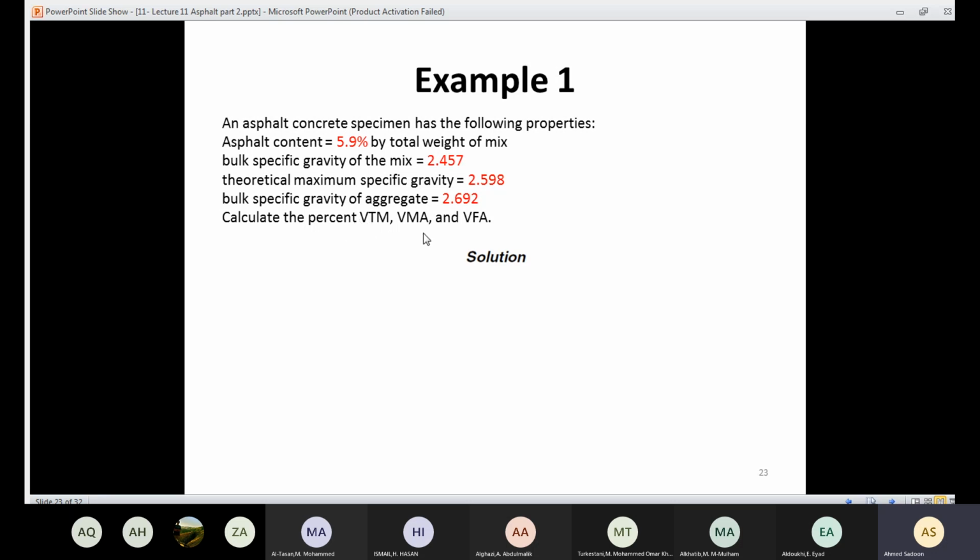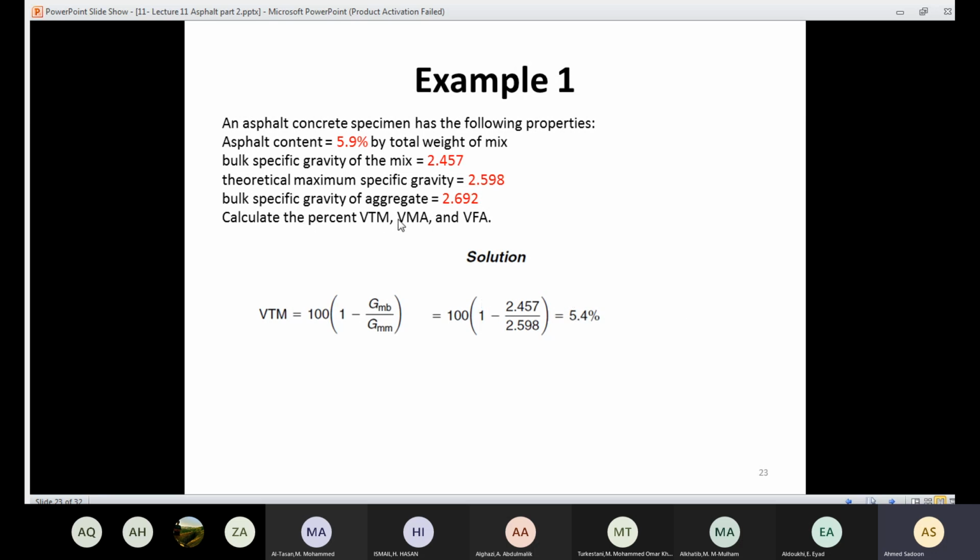In order to determine VTM, we say that VTM is going to be expressed in terms of specific gravity. So VTM equals 100% times bracket 1 minus GMB over GMM. Do I know the value of GMB? Yes, it's given here, which is 2.457. Do I know the value of GMM? Yes, it's given here, which is 2.598. So this one is going to be straightforward. I'm going to substitute the numbers into the formula. This one is given here, and this one is given there. So the VTM, the voids in the total mix, is 5.4%.